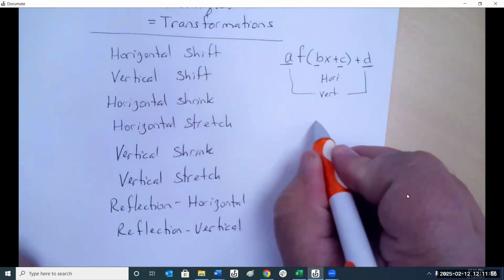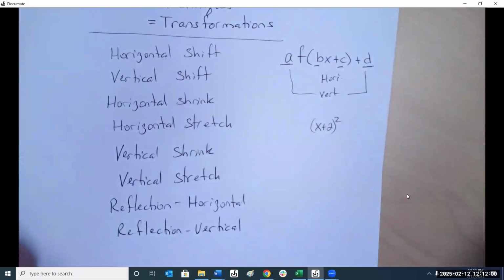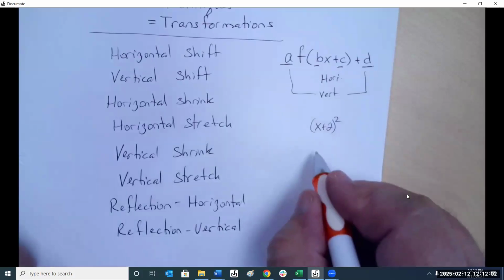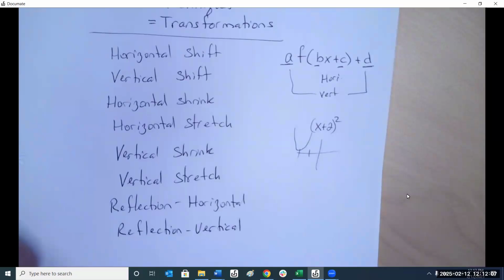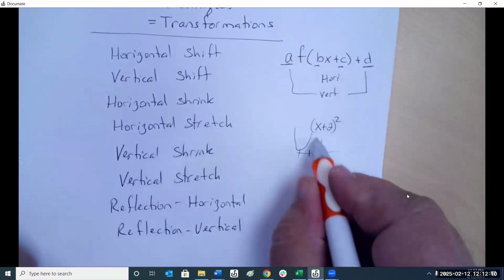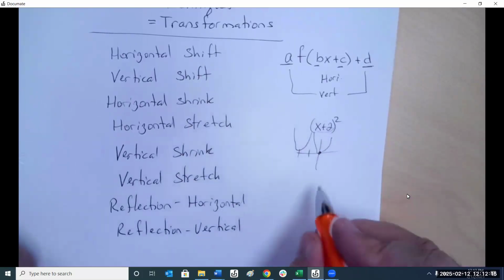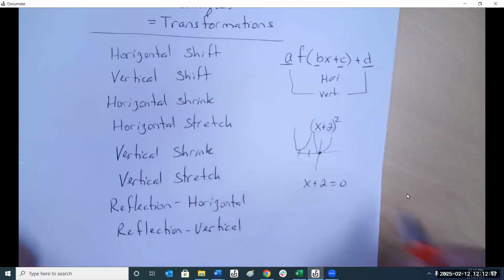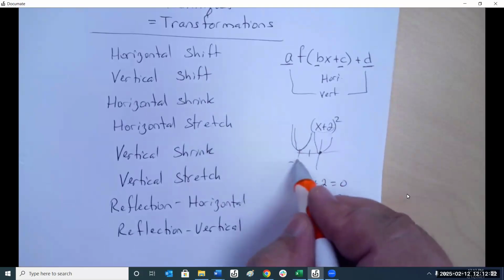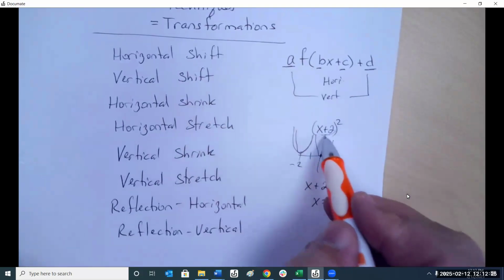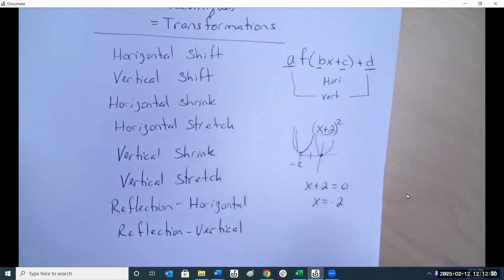If I had a function that said (x + 2) squared, what direction is that thing shifting? It shifts 2 to the left. Why? Because it originally started at the origin. So this one shifted. What does it take to get back to the origin? We need a -2. So it shifts to the left 2 spaces. Whatever happens on the inside is opposite. If it's a plus number, you shift it to the left. If it's a minus, you shift to the right.